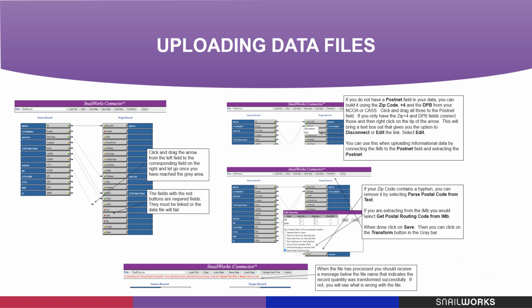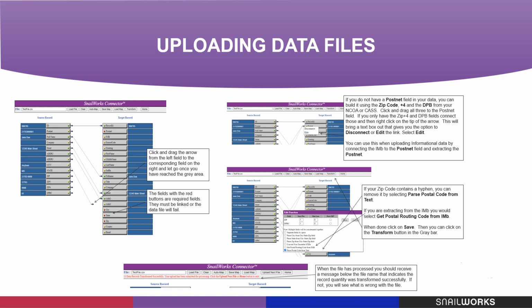If you do not have a PostNet field in your data, you can build it using the zip code, +4, and DPB from your NCOA or CAS. Click and drag all three to the PostNet field. If you only have the zip +4 and DPB fields, connect those and then right-click on the tip of the arrow. This will bring a text box out that gives you the option to disconnect or edit the link. Select Edit. You can use this when uploading informational data by connecting the IMB to the PostNet field and extracting the PostNet.